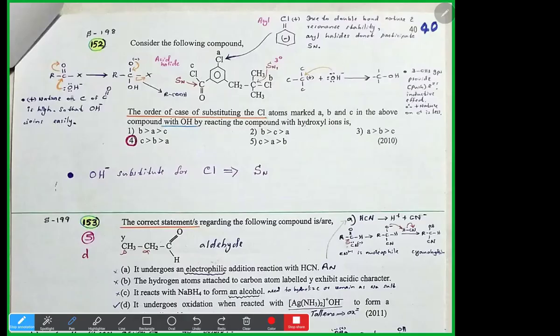And this is also okay. This chlorine is joined onto this tertiary carbon, SN1. The tertiary carbocation is stable, so this reaction is possible, but slower than acid halides. So B comes into the middle. 152, answer 4.